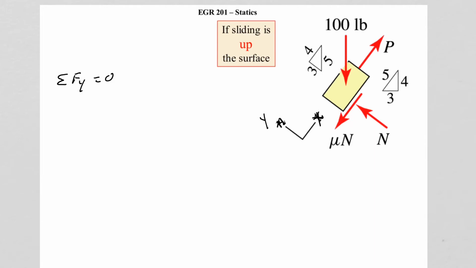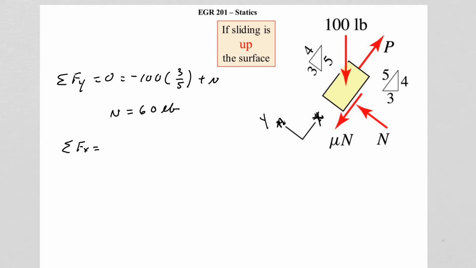I'm going to first write my equation for the y direction. That equals minus 100 pounds times 3/5 plus N. Now we can solve for our normal force. N ends up being 60 pounds. Next, we will do the x direction.